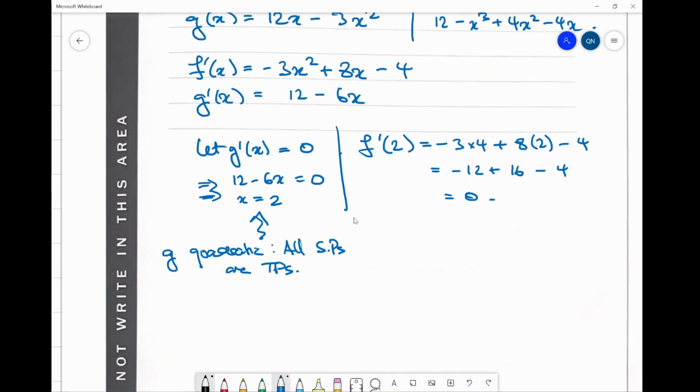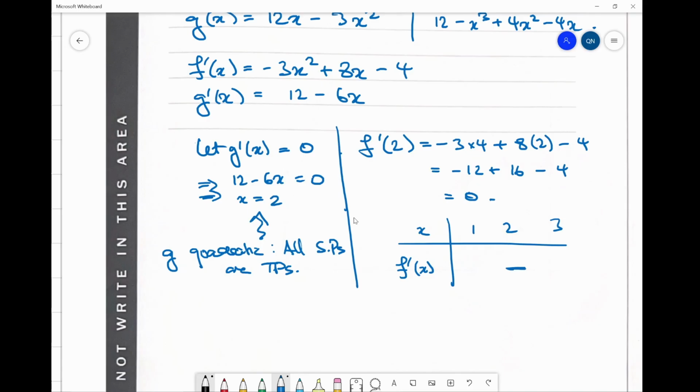We've got to check that. So how do we check that? We can use a sign diagram for the derivative. So we know at 2 it's going to be 0. Let's do a sign diagram over here: x, f prime of x. Let's do 1, 2, 3. So 2 is in the middle, the derivative is 0, so it's going to be a horizontal line.